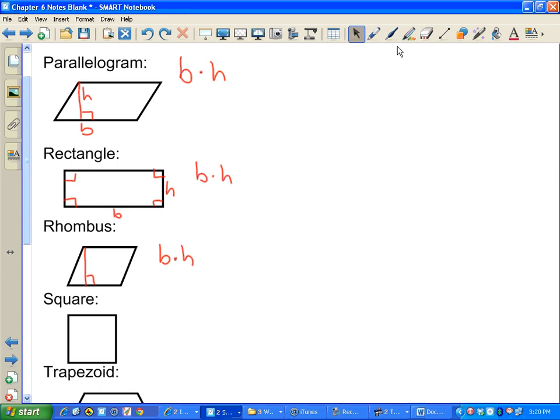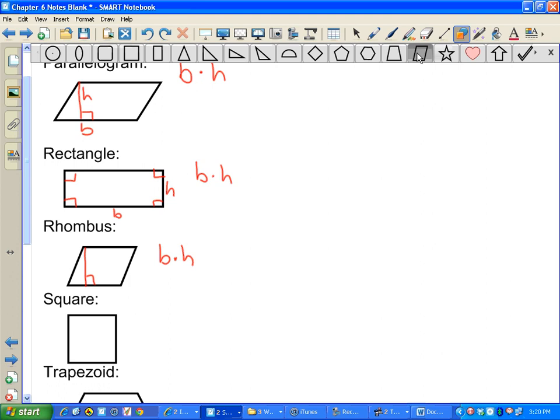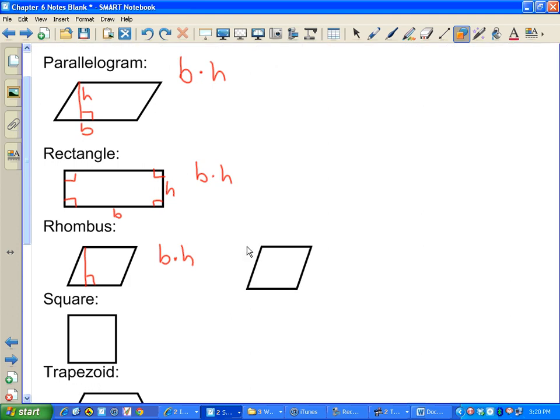But rhombus actually has a different way to do it also. So let's put another rhombus on here. Okay. Another way you can find the area of a rhombus is to take half of the two diagonals multiplied together. So if this is D1 and this is D2, okay, diagonal 1, diagonal 2, if I take half times diagonal 1 times diagonal 2, that will also give me the area.